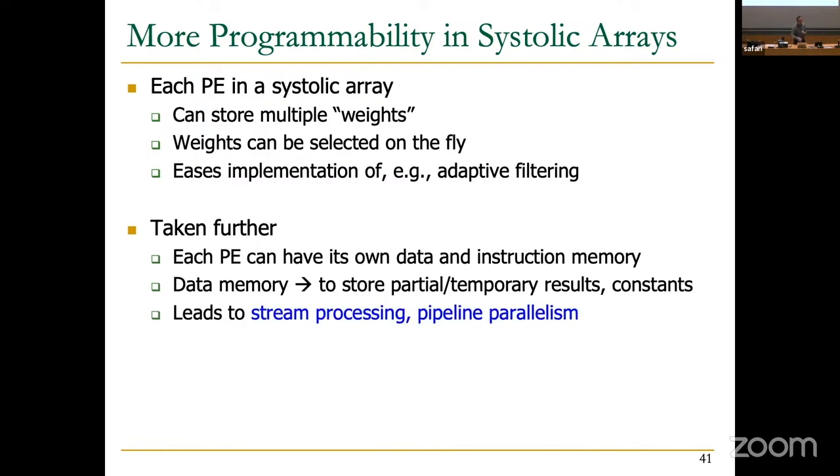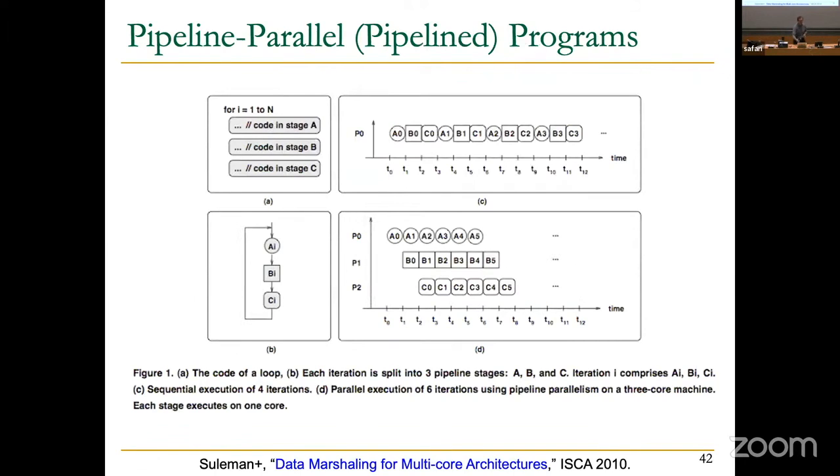Now, if you take this further, it enables the systolic computation concept. Each processing element can have its own data and instruction memory, actually. Data memory can store partial and temporary results or constants. And this leads to stream processing or pipeline parallelism. More generally, staged execution. So I'll give you the idea. You can have a loop that looks like this. You can have a code in stage A, stage B, stage C. In each iteration, you have A, B, C. These could be quite specialized computation. I'm not telling you what they are. I mean, one of them may be matrix multiplication, fine.